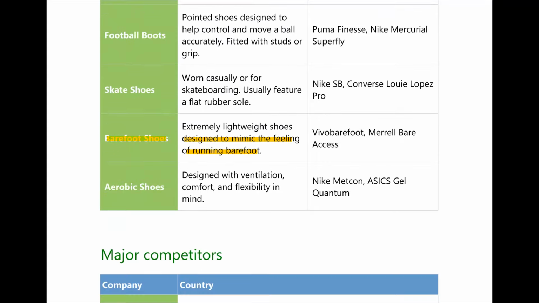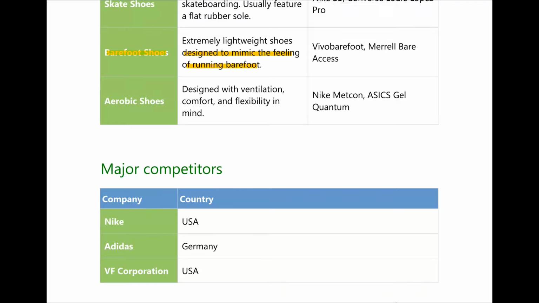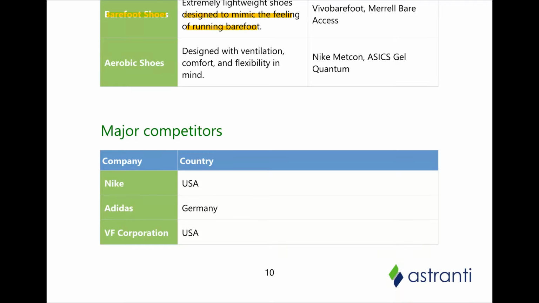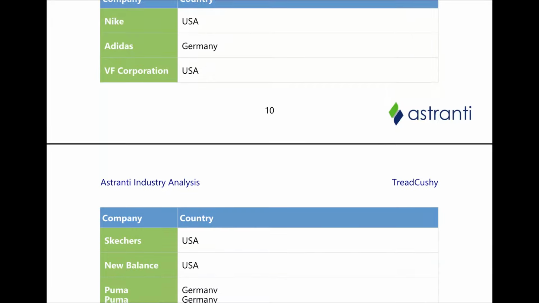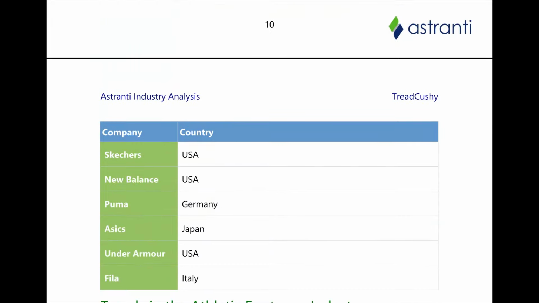Now we're going to take a look at some of the major competitors that TreadCushy is going to be up against, and I'm sure you're going to recognize most of these names. You've got Nike, Adidas, the VF Corporation, and as we scroll down, Skechers, New Balance, Puma, lots of big brands. That's the bottom line, that the athletic shoe industry is full of these massive brands, and therefore it is going to be difficult for TreadCushy to carve out a niche in order to be successful.